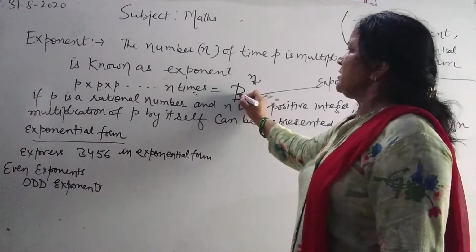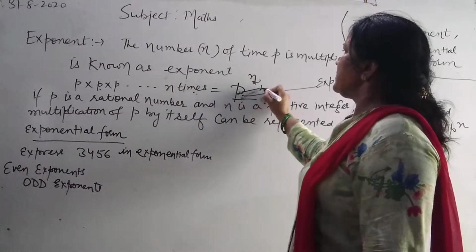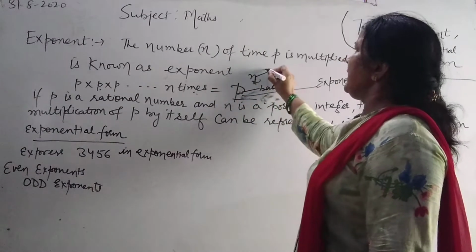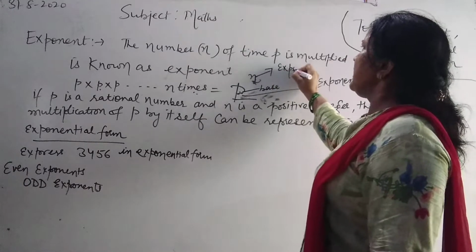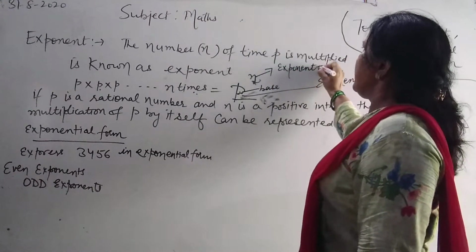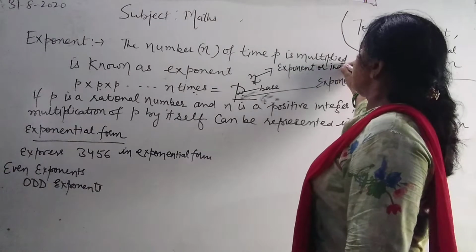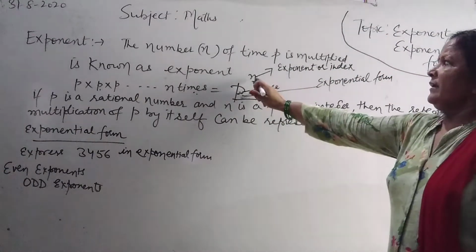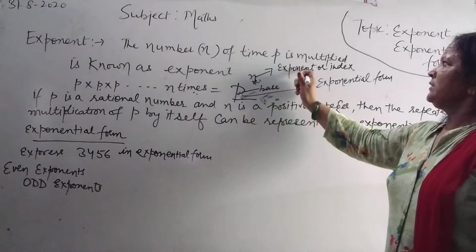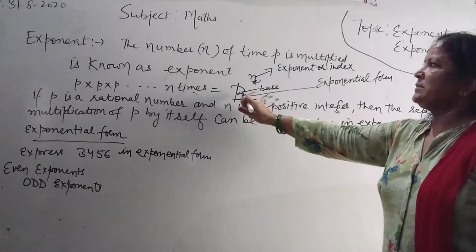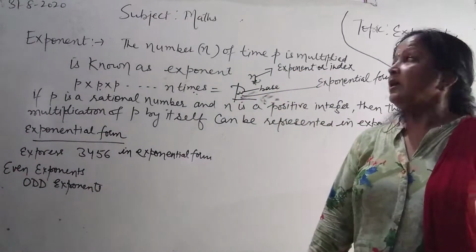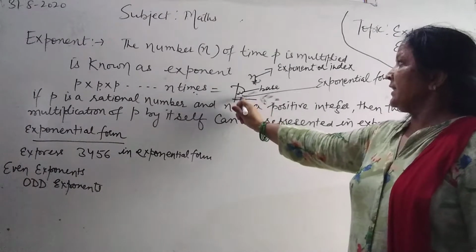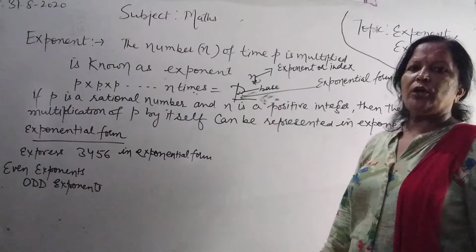Here p is called the base, and n is the exponent or index. We call it index also. The power is the exponent or index. We read it as p raised to power n. P raised to power n, where p is the base and n is the exponent or index.